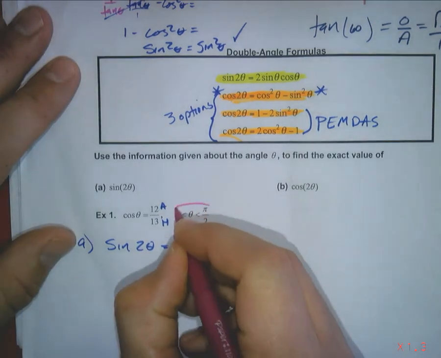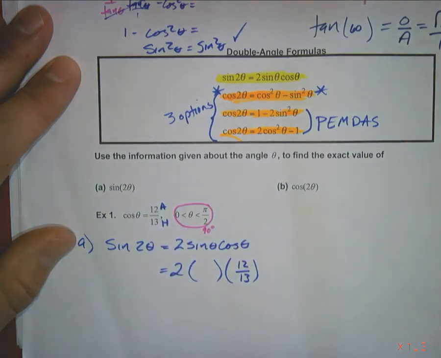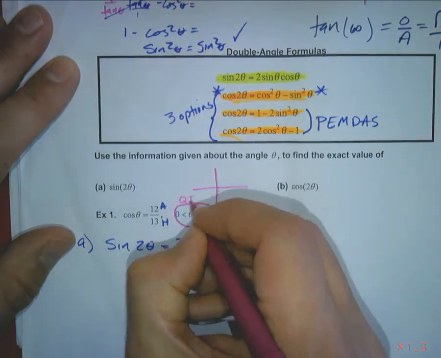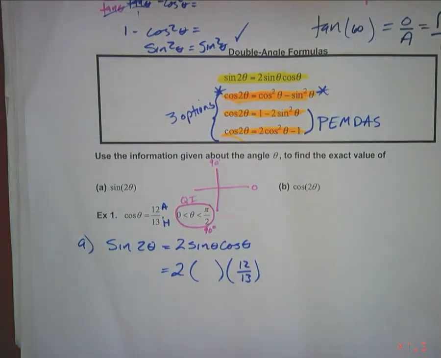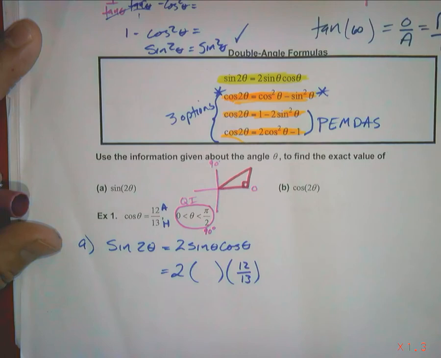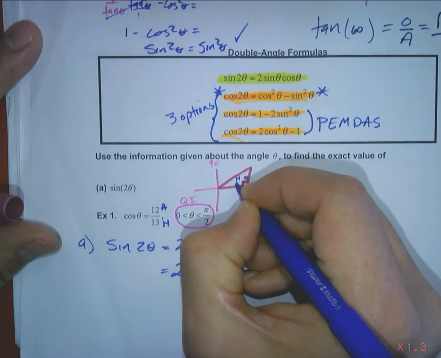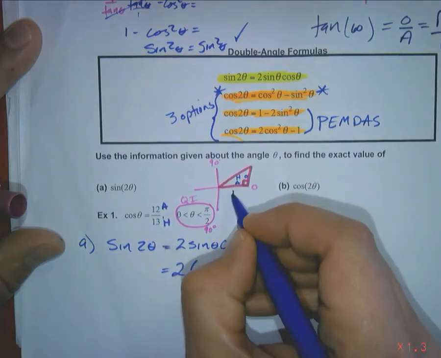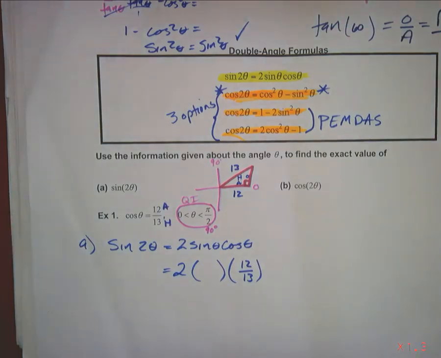This tells me what quadrant I'm in. Again, this is from 0 to pi over 2, or 90 degrees. So what quadrant does that tell me to put it in? This is in Q1, because 0 is there and 90 is right there, right? So as I draw this in quadrant number 1, this is O, this is H, and this is A. They gave me cosine, which is CAH, A over H. They gave me A is 12 and H is 13. Well, then I have to find that missing side. I have to find what opposite is.